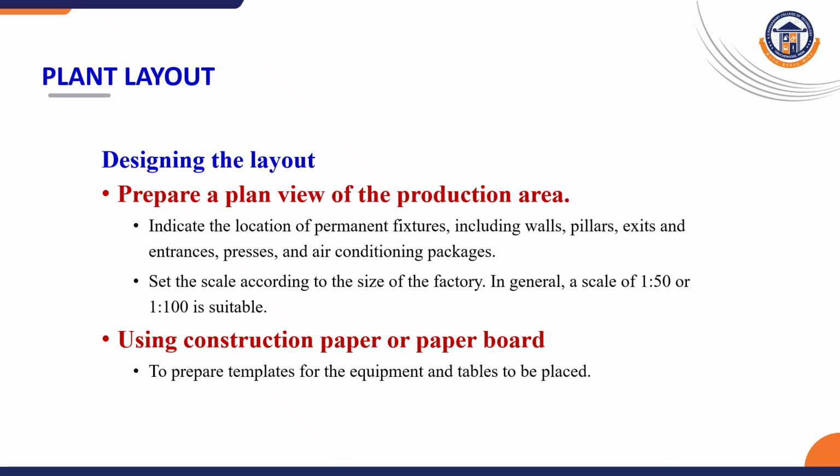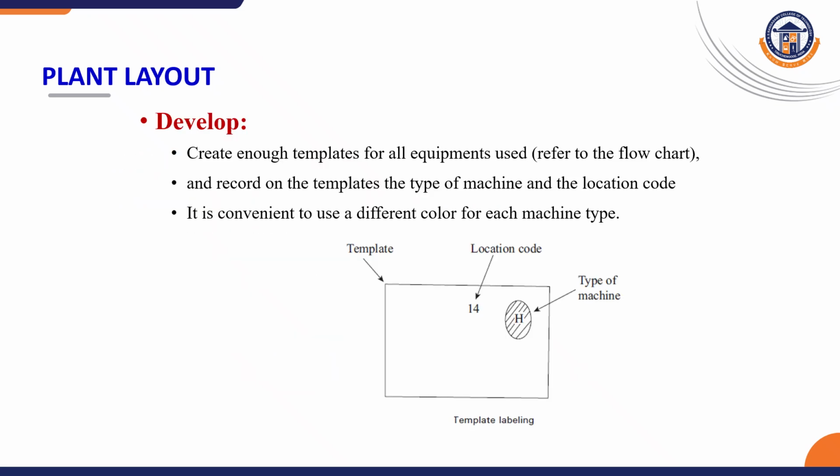Using construction paper or a paper board, you prepare templates of the equipment and tables to be placed, especially in the sewing area. The equipment is rectangle in shape, and the table is either rectangle or square, depending on it. So that is what you have to prepare.